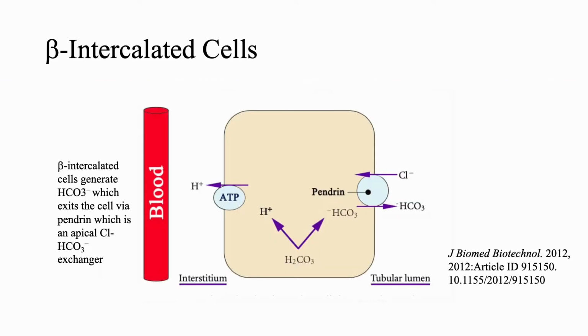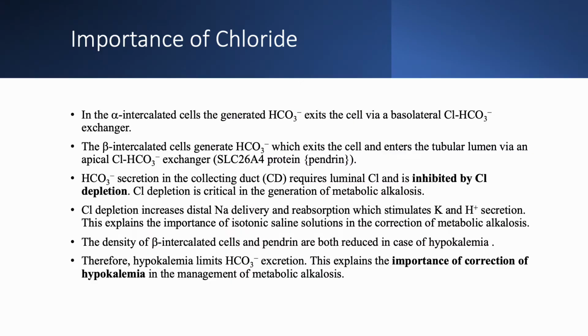Let's look at this diagram of a beta intercalated cell, and like we said, the alpha is just the opposite. Now, here we have something called pendrin. Pendrin is the chloride-bicarbonate exchanger, and these cells are going to excrete bicarbonate. So bicarbonate is going to go into the lumen, into the urine, and chloride is going to go inside the cell. Now, these cells are going to pump hydrogen back into the blood. Chloride is very important to metabolic alkalosis.